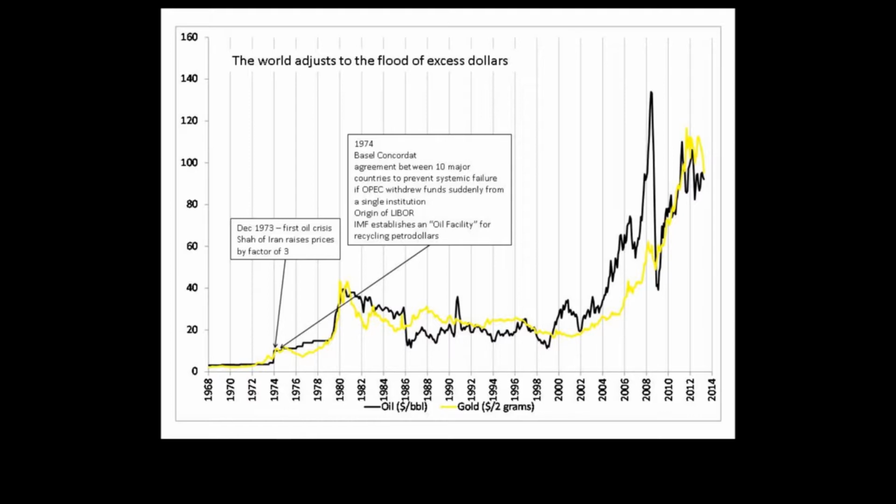When a bank needed money, it could borrow from another. So long as the petrodollars remained in the system, the system as a whole would be safe. In addition, the IMF set up a special oil facility for recycling petrodollars. They arranged special loans to economically distressed countries and also arranged special loans for other purposes.